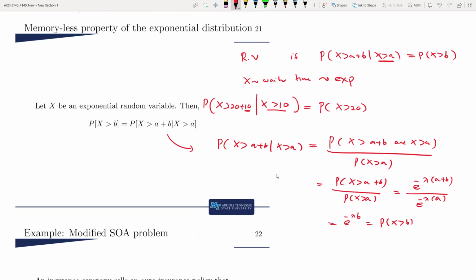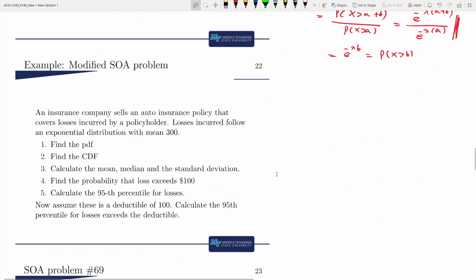So we can see right away, here we are using the exponential random variable density function, the survival function. Using that, you can show that the exponential random variable is actually a memoryless random variable because it satisfies this condition. So now we are ready to do a few questions.